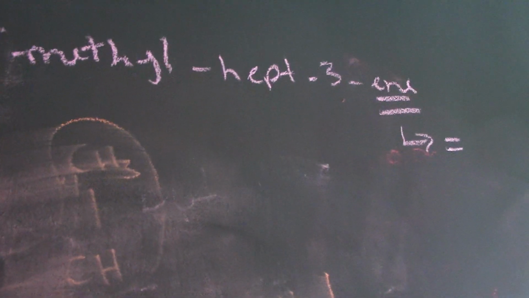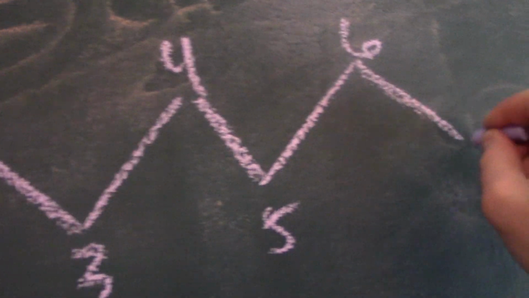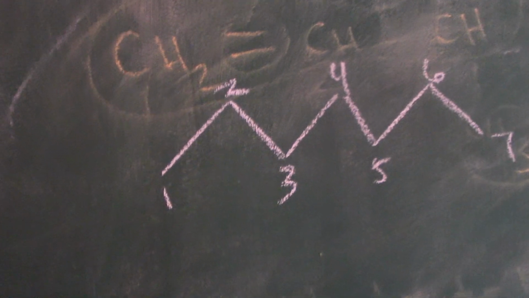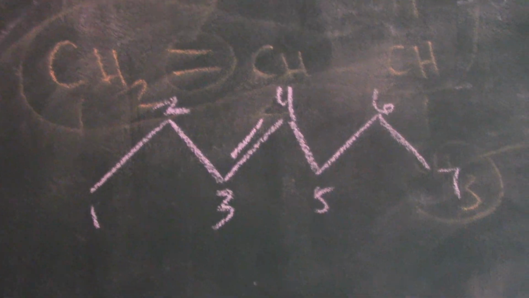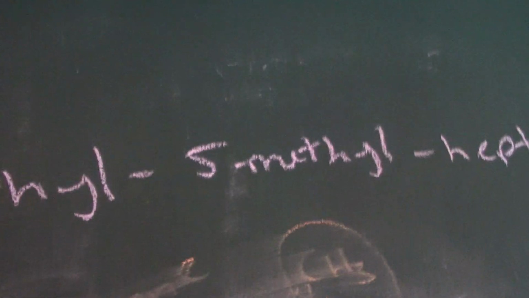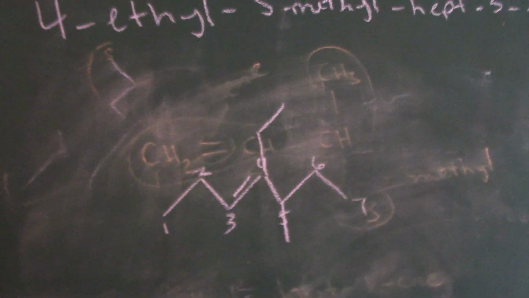So my parent chain is, I'm going to do this as a line structural diagram. Seven carbons, so 1, 2, 3, 4, 5, 6, 7. And on carbon 3, I'm going to make a double bond. So that is hept-3-ene. And I have, on carbon 4, there's an ethyl group. So 1, 2, so there's that. And then on carbon 5, there's a methyl group. And then there's that. And that's how you make that.